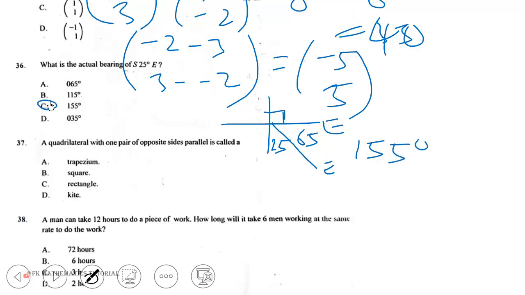That will be C. A quadrilateral with one pair of opposite sides parallel is called a trapezium.